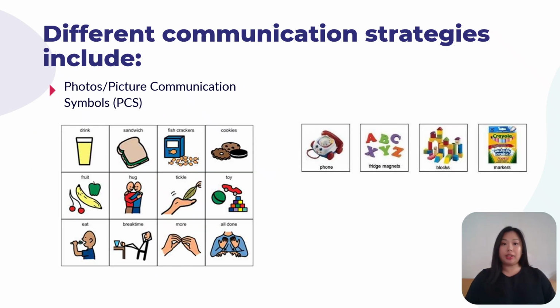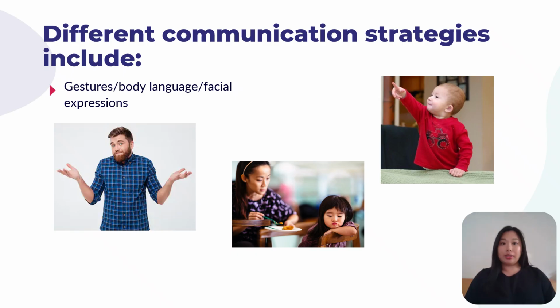We sometimes use photos or picture communication symbols. Here we have symbols for snack items and drink, or actions like hug, or we might use the symbols to ask for more of something or to tell someone that we're all done. As we demonstrated earlier, we can use our gestures like shrugging your shoulders or pointing to communicate. We can also use our body language and facial expressions like slouching and frowning to show that you don't like something.